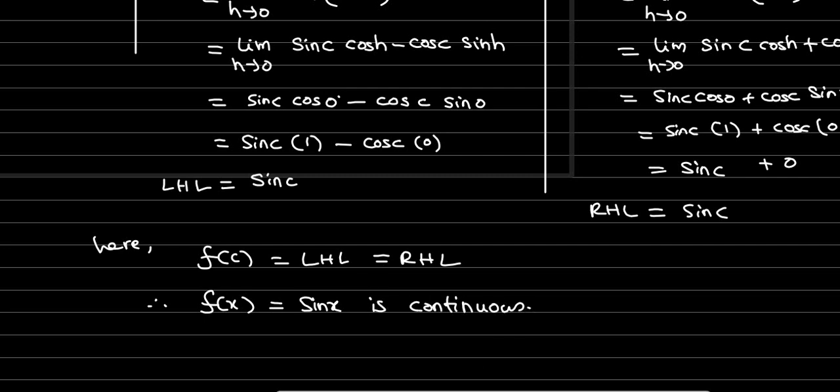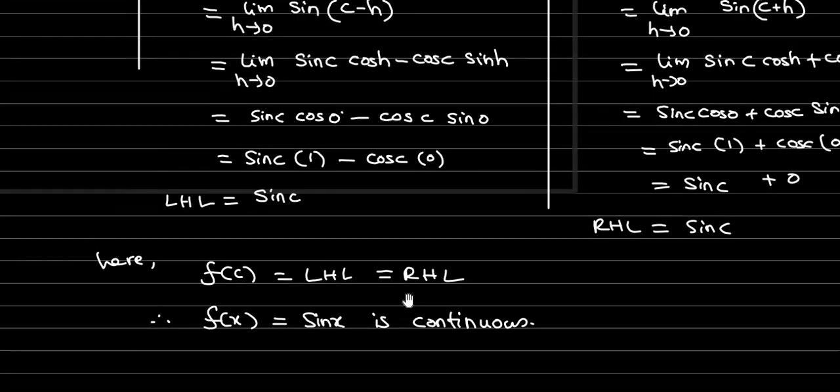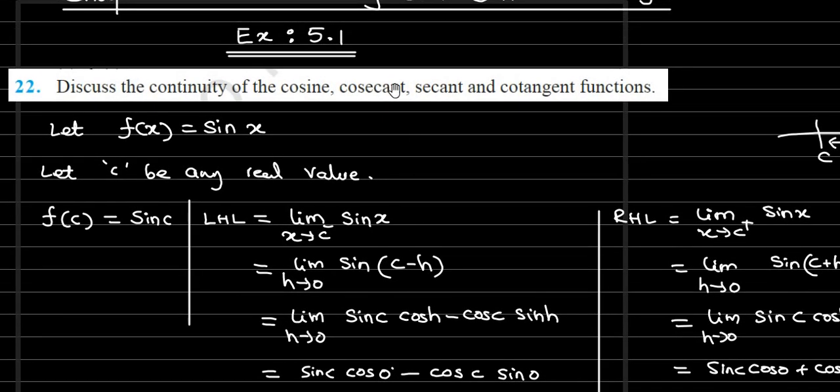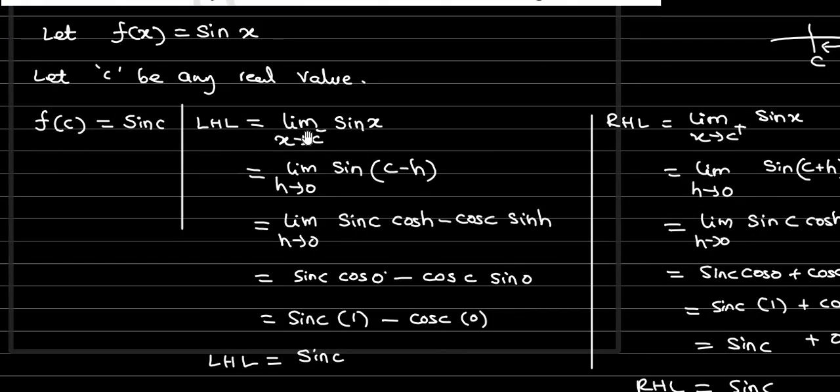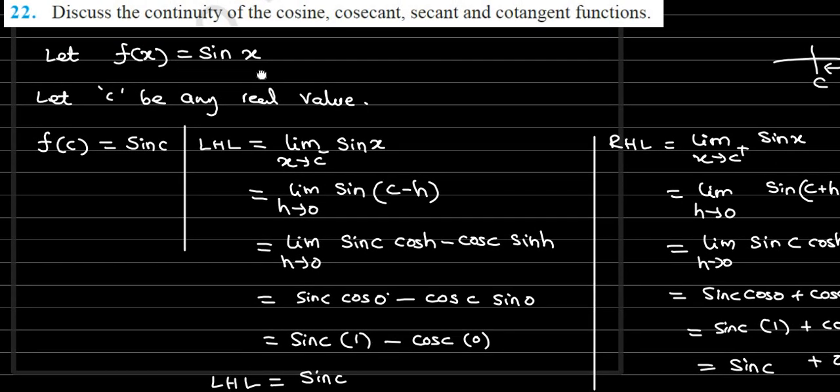Similarly, we are going to prove it for the cos function. After proving the cos function, the remaining other functions, cosecant, secant, and cotangent, are continuous in their domain using the algebraic properties of continuity. Here I have already taken f of x as sin x.